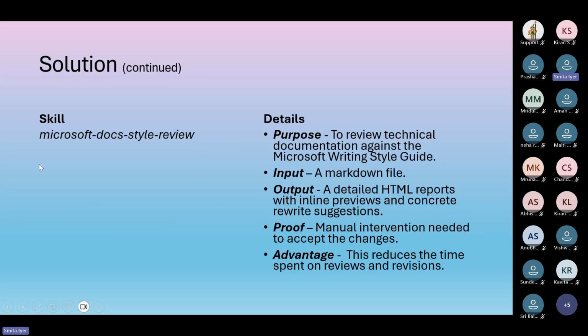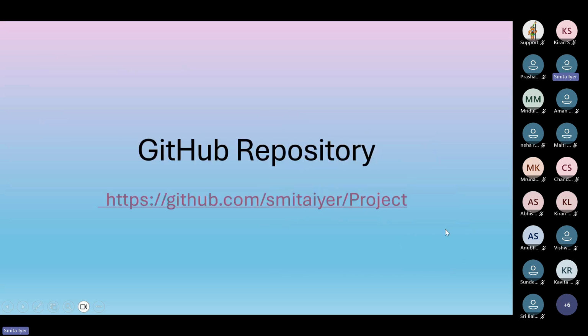So this is the name of the skill, Microsoft Docs Style Review. The purpose is to review the technical documentation against MSTP. The input is a markdown file, and output is a detailed HTML report with inline reviews and concrete rewrite suggestions. And this proof of concept requires manual intervention to accept the changes, and this reduces the time that is spent on the reviews and revision.